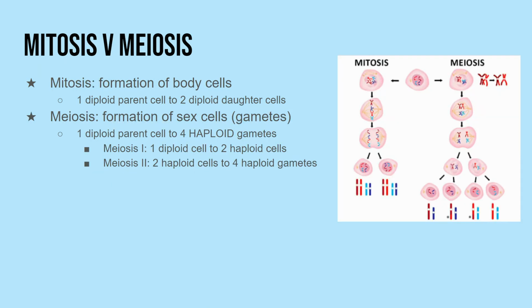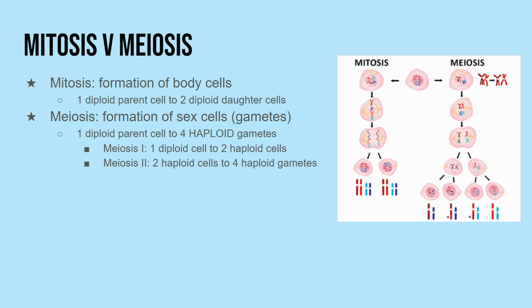And then here's a review of mitosis versus meiosis. Mitosis is the formation of body cells. So you're going from one diploid parent cell to two diploid daughter cells. So all the cells are the same and they all have 46 chromosomes. Meiosis is instead the formation of sex cells or gametes like we just talked about. In meiosis, we start from one diploid parent cell and we end with 4 haploid gametes.